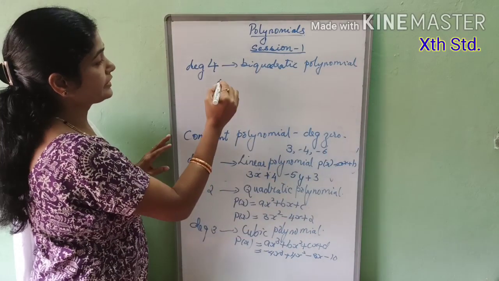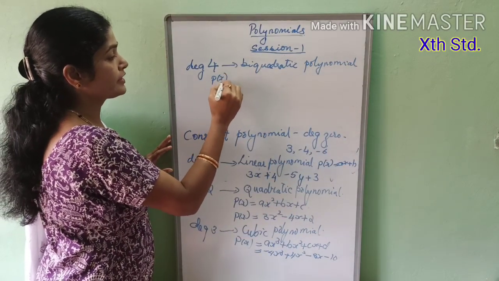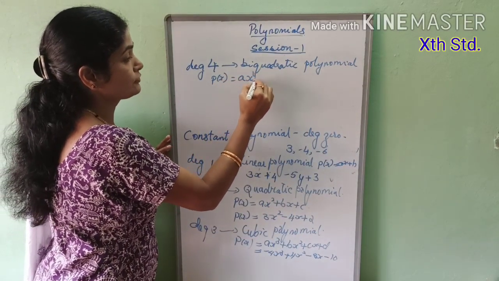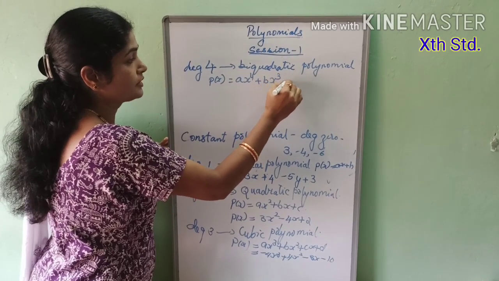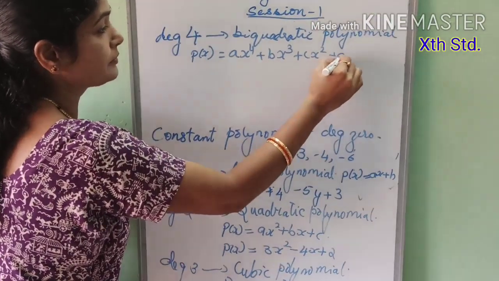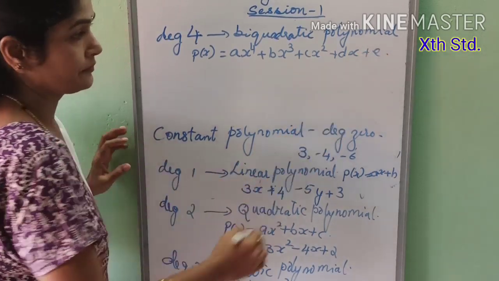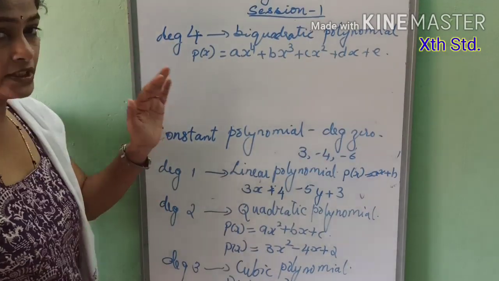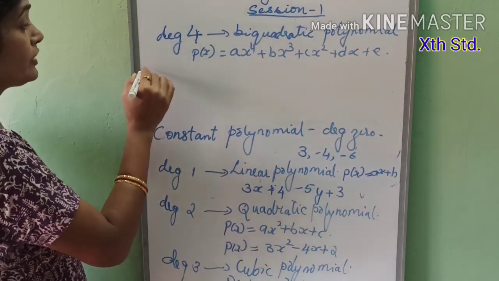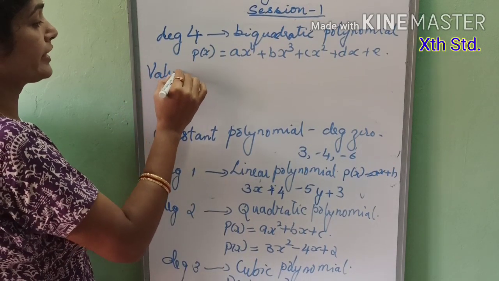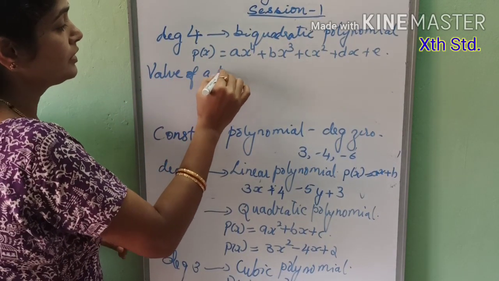Right? Then its standard form will be P of x is equal to ax raised to 4 plus bx cube plus cx square plus dx plus e. Right? Now these are the things which we have learned. Now even we have learned the value of a.